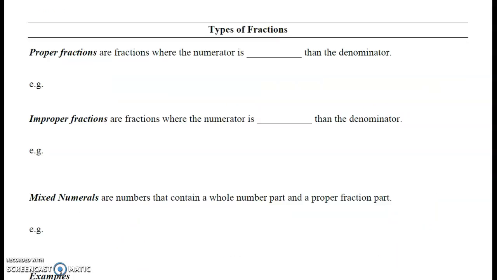Let's look at types of fractions now. The most common fractions we see are what's called proper fractions, and that is where the numerator is smaller than the denominator. For example, one we've seen already is 1/2. Another could be 3/4. Anything where the numerator is smaller than the denominator.